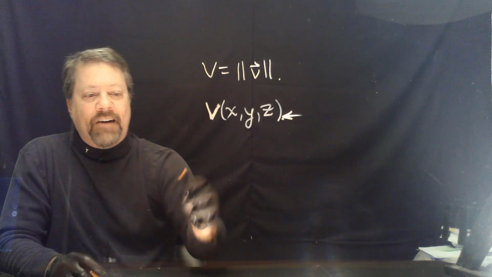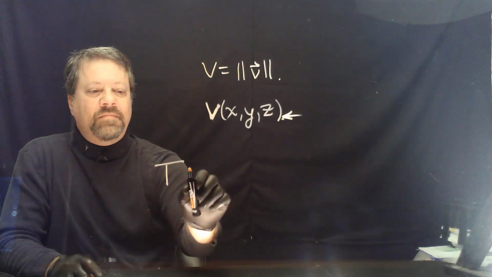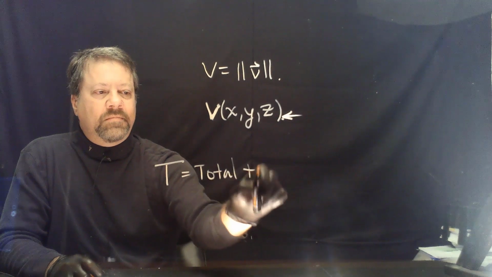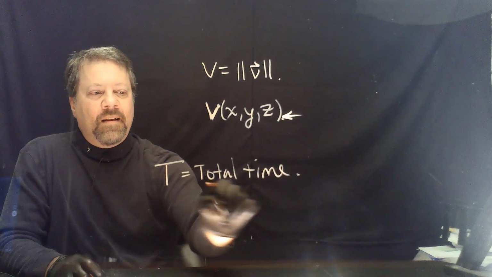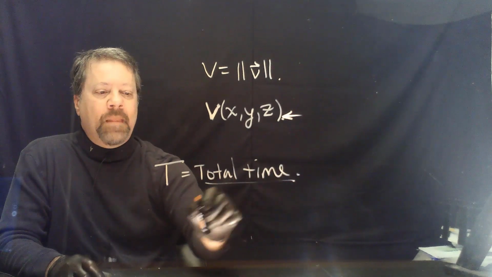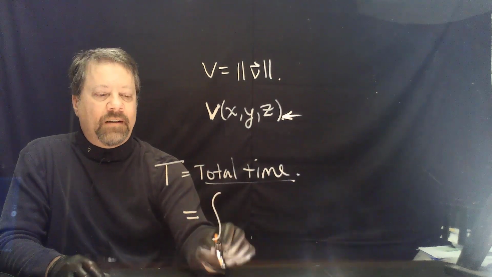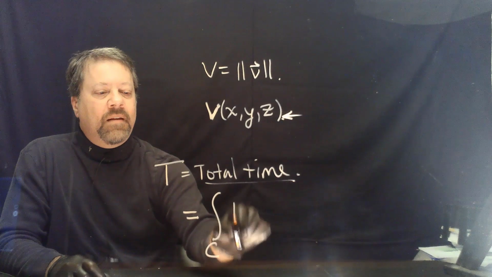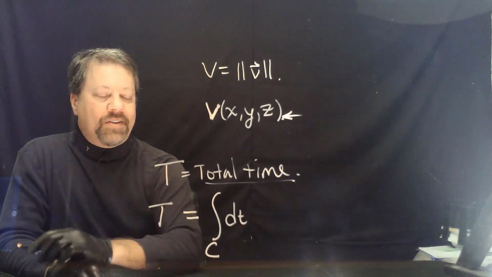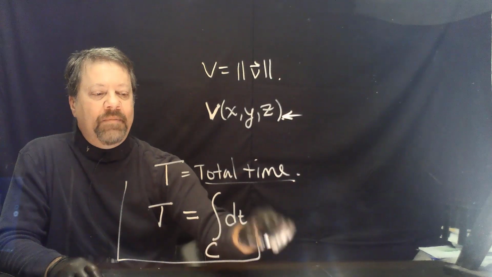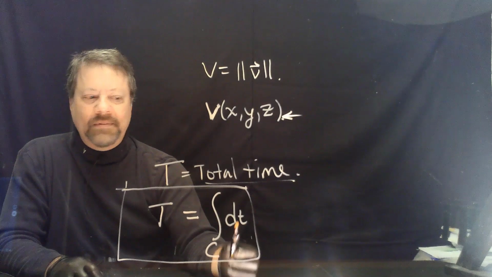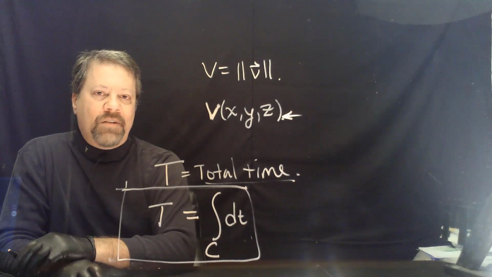So to calculate the total time that the light ray is traveling between point A and point B, what we'll do is we'll integrate along that curve the element of time. That gives us the total time. This type of integral, the path integral, is the kind of integral that we introduce in Calculus 3.